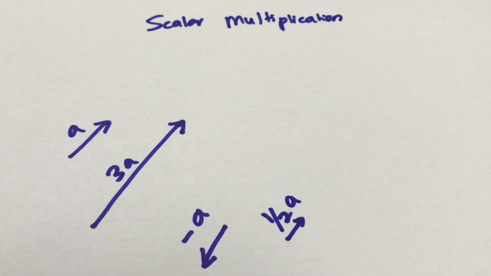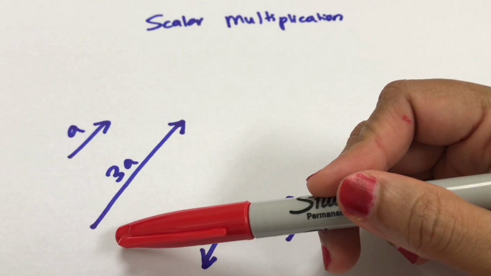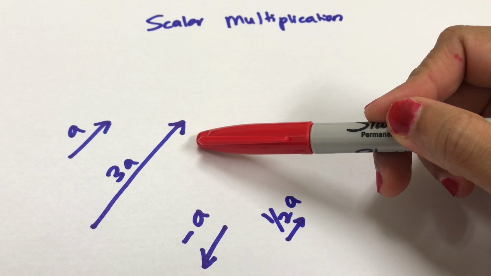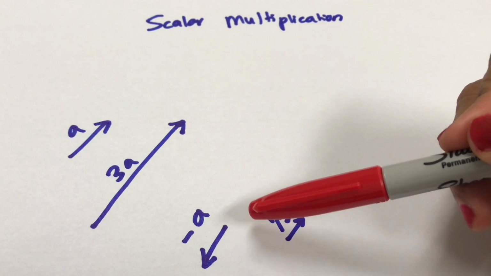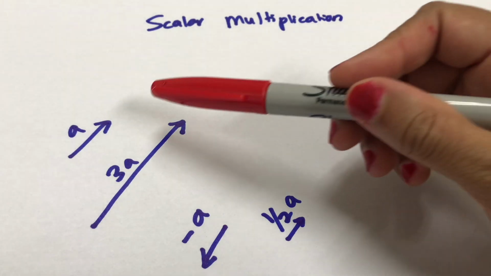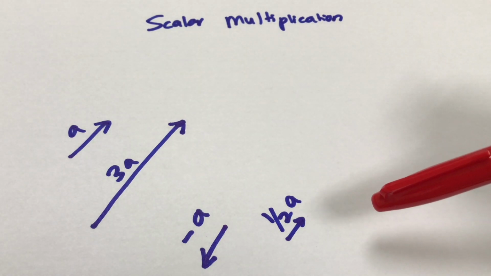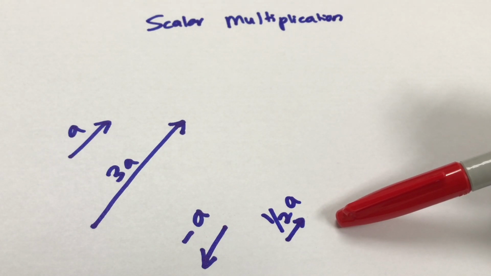Scalar multiplication of a vector changes the magnitude and the direction of a vector. For instance, the multiplication of 3 with vector A increases the length of vector A by 3 times its original size, whereas the multiplication of -1 with vector A changes the direction of vector A, which is now in the opposite or negative direction to the original vector. And finally, the multiplication of vector A with half decreases its magnitude by half.